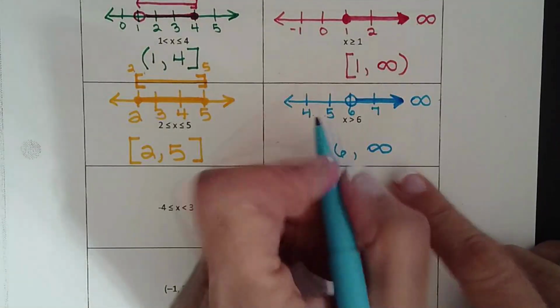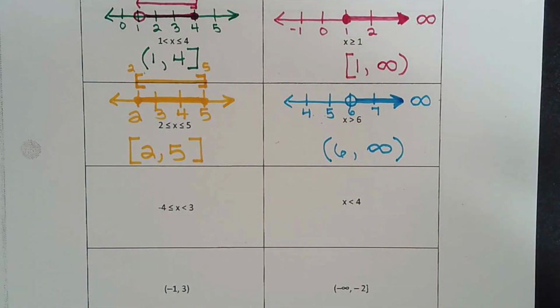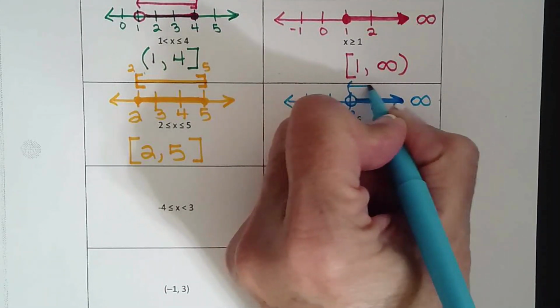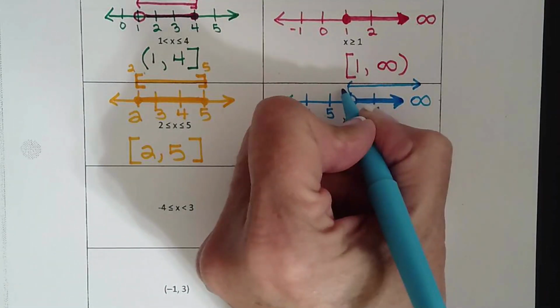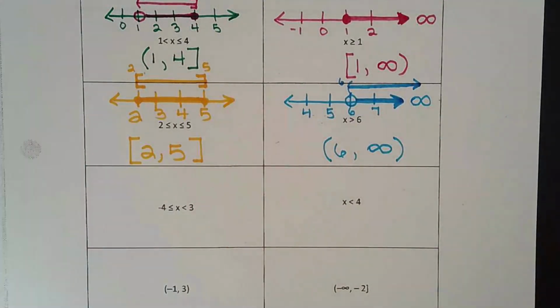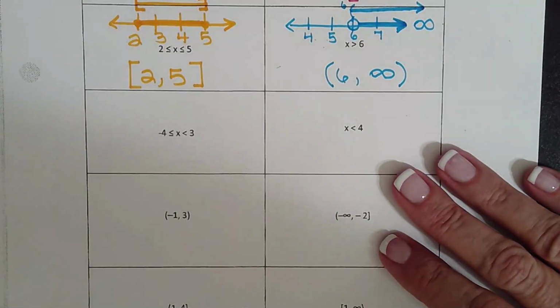And we know an open circle means parenthesis, and infinity always gets a parenthesis. So this one would look like this if you were using parentheses. So parenthesis 6 to infinity. Gets easier and easier, right?